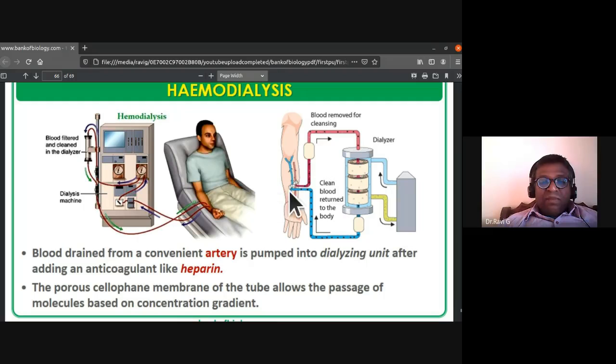The porous cellophane membrane of the tube allows the passage of molecules based on concentration gradient. So the dialyzing fluid will have constituents similar to plasma, except for urea. Blood drained from a convenient artery is pumped into a dialyzing unit after adding an anticoagulant like heparin, and the porous cellophane membrane allows the passage of molecules based on the concentration gradient.